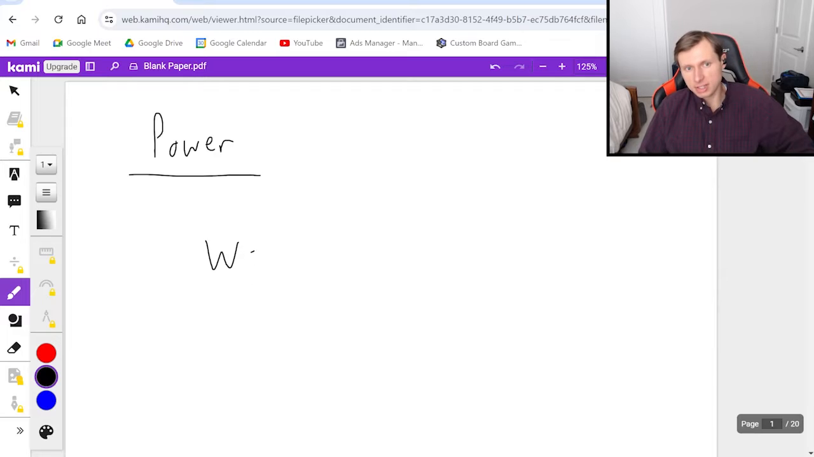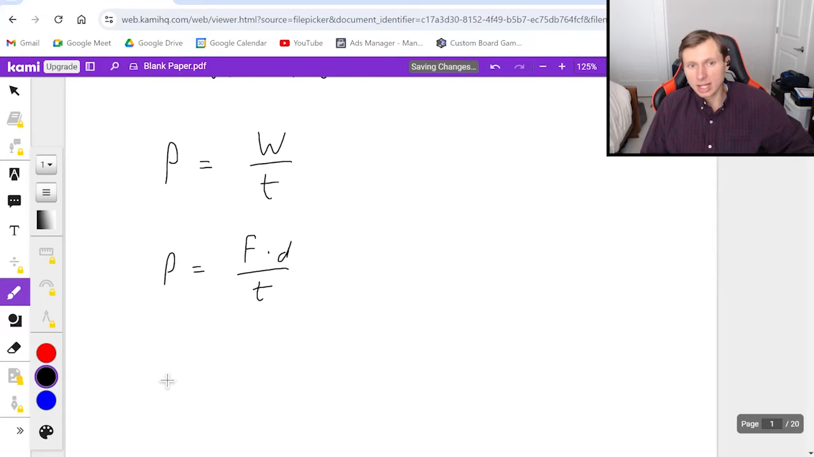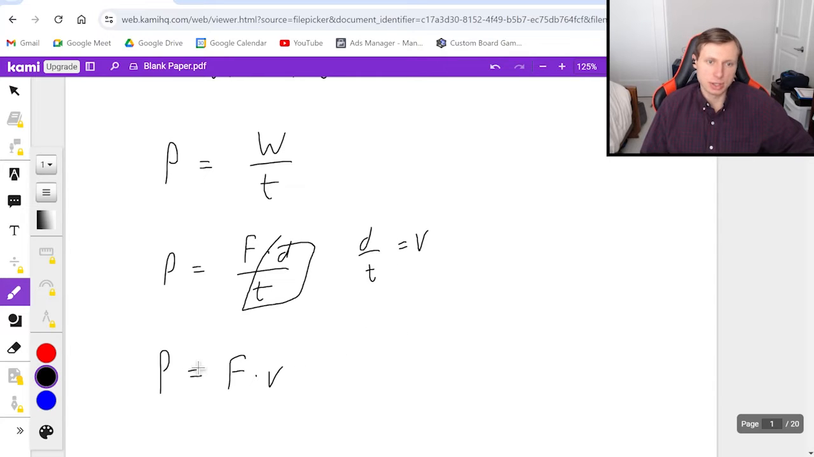Remember, work in physics is defined as a force times a distance times cosine theta, if there's an angle. And now we have power, where power is defined as work divided by time. In other words, you can also write power as a force times a distance divided by time, or you could even write it as power equals force times velocity, and you get that if you realize that d over t, distance over time, is equal to velocity. That's how you get this third equation.